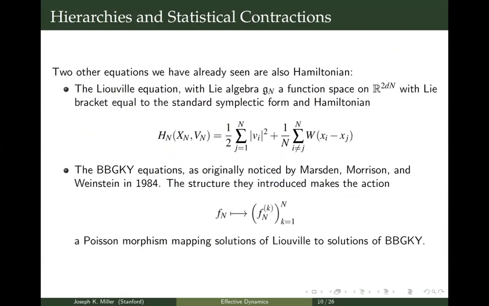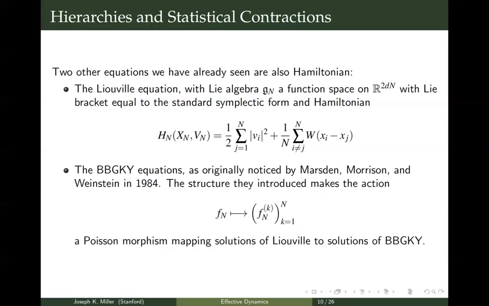Okay. Another interesting thing is there are two other equations we've already seen that have this nice structure. One is the Liouville equation. This is just the n-particle energy, right? So it's the kinetic energy plus potential energy. And also there are the BBGKY equations. So here, this one is much more complicated. You actually have to define a Lie algebra structure. But what it does is it takes solutions of Liouville and maps them. If I look at them under this map, taking the marginal, it actually preserves its geometry. So whatever the geometry I put on this space is, it preserves the notion of marginals.